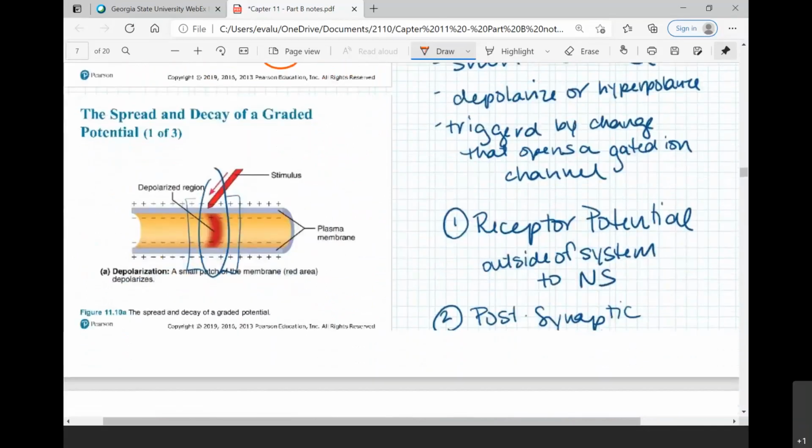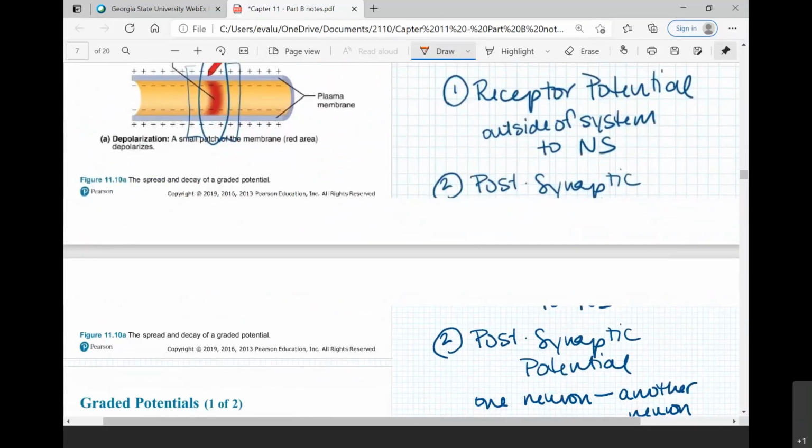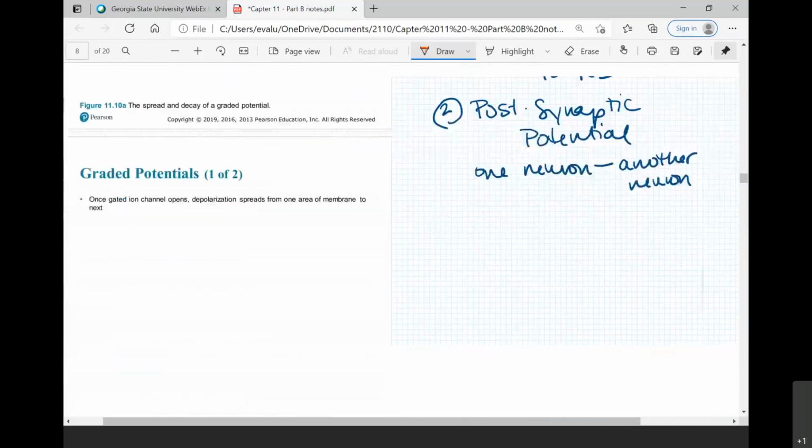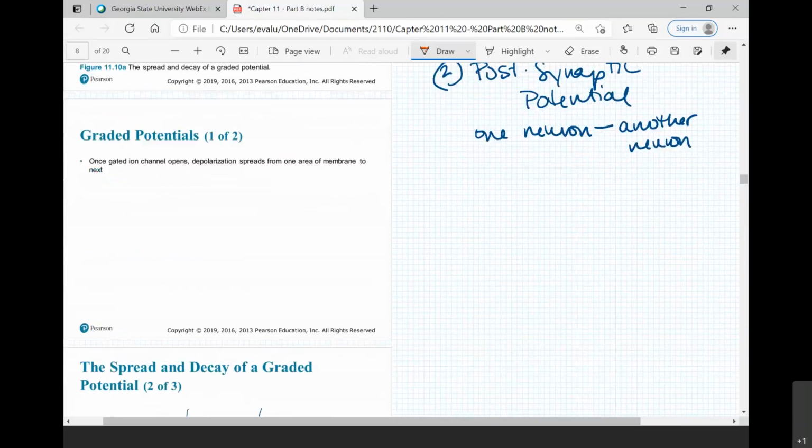So you can see all of these notes right here. This receptor potential, again, is going to be more in those sensory neurons. You can also say that it's the outside of the system, the external environment, bringing information inside of the system to the nervous system. That's where the sensory information comes in. Then you have that postsynaptic potential, which is one neuron connecting to another.